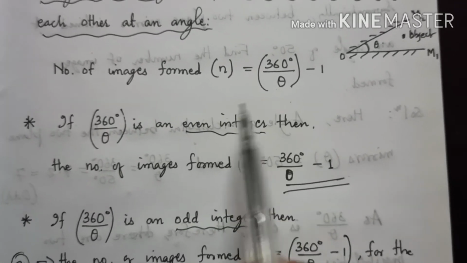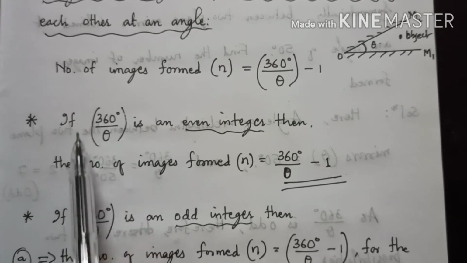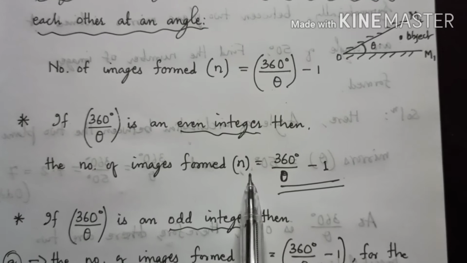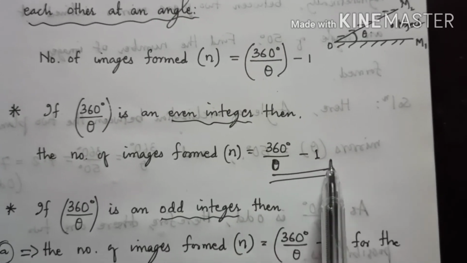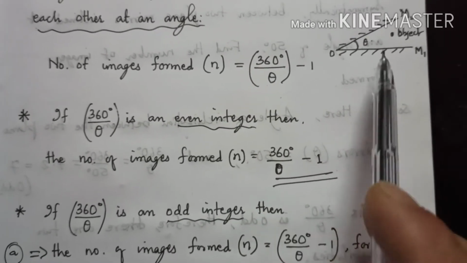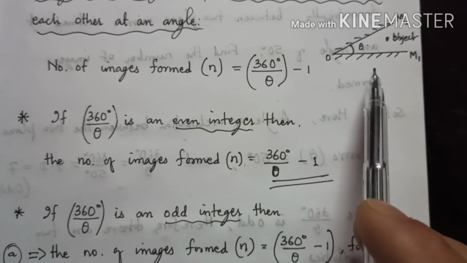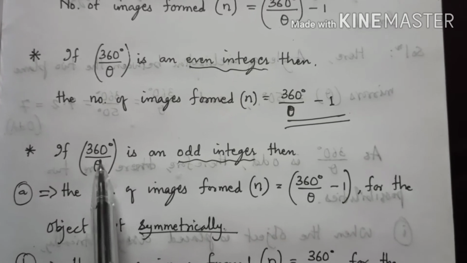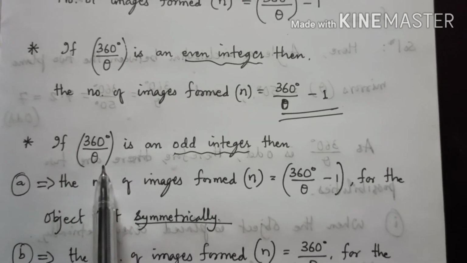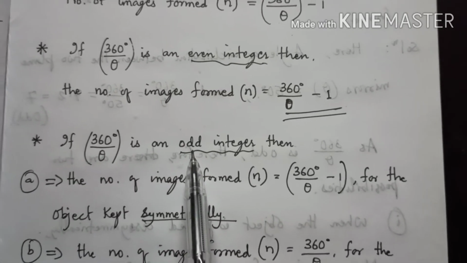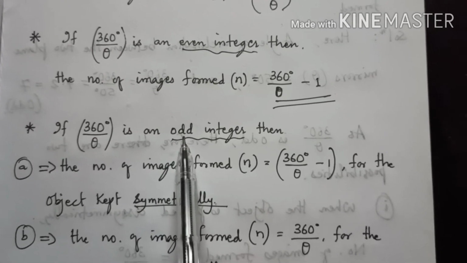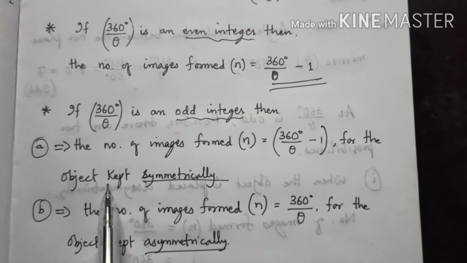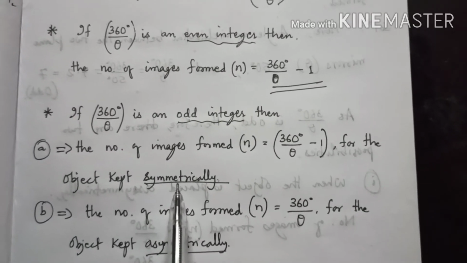So if this quantity 360 by theta comes out even, then the number of images formed, that is N, will be 360 by theta minus 1, where theta is the angle between the two plane mirrors. Suppose this quantity 360 by theta is an odd integer, then two cases will arise. Firstly, if the object is kept symmetrically between the two mirrors.